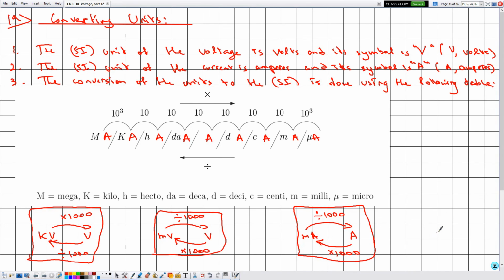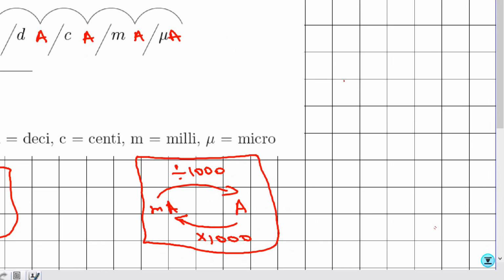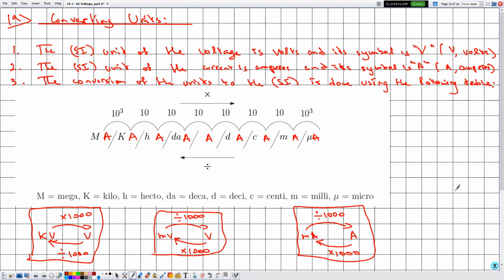Okay, so for example, if the current I is equal to 200 milliamps, so in order to convert from milliamps to amps, we divide by 1000, then 200 divided by 1000, this is given by 0.2 amperes. Okay, so that's it for me in this video, guys. In the next part, we will solve some exercises as a direct application on what we have explained in parts 1, 2, 3, and 4.